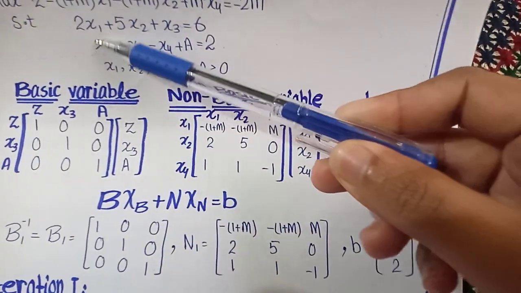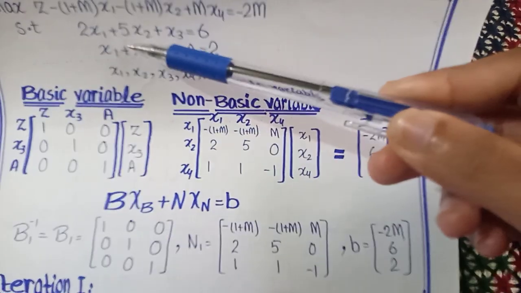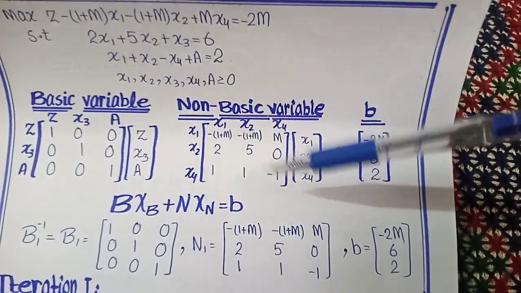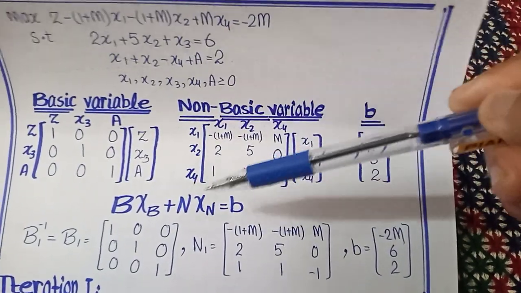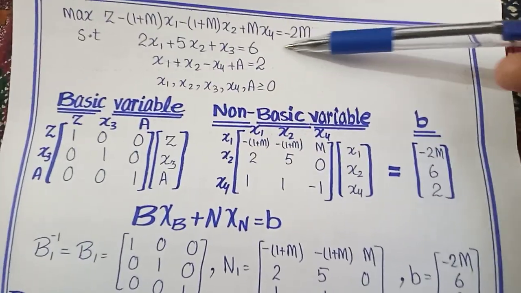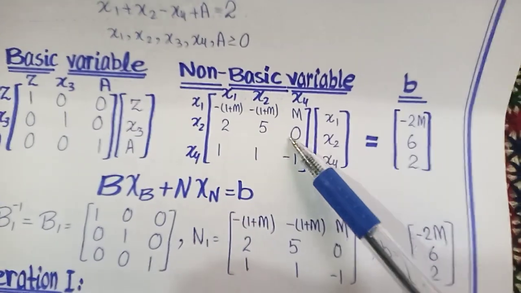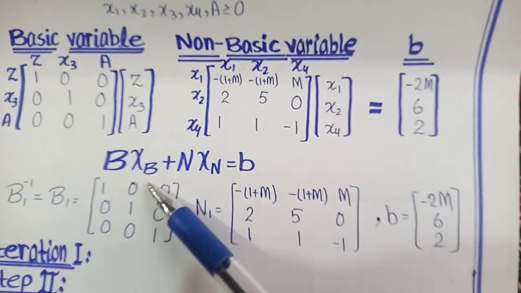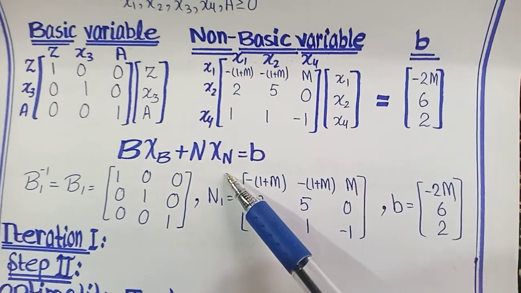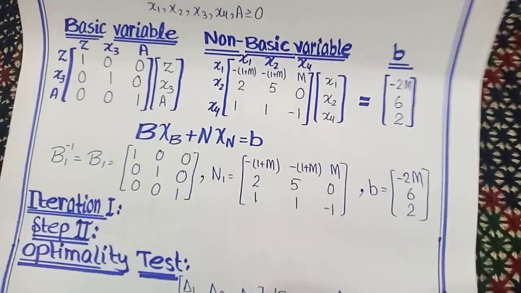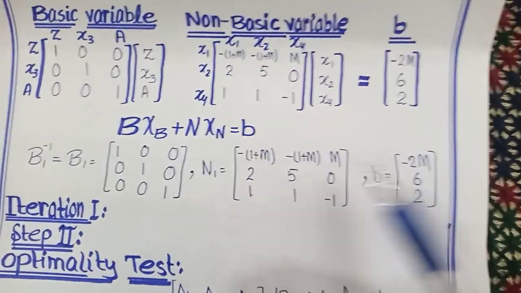Then x2 is 2, 5 and 0. x4 is minus 1, 1 and 1. This is equal to b. Objective function is minus 2m, 6 and 2. It is B, N and small b, xB, cost coefficients of basic variables and cost coefficients of non-basic variables. k is equal to 1, B1 inverse, B1 is equal to N1 and b.